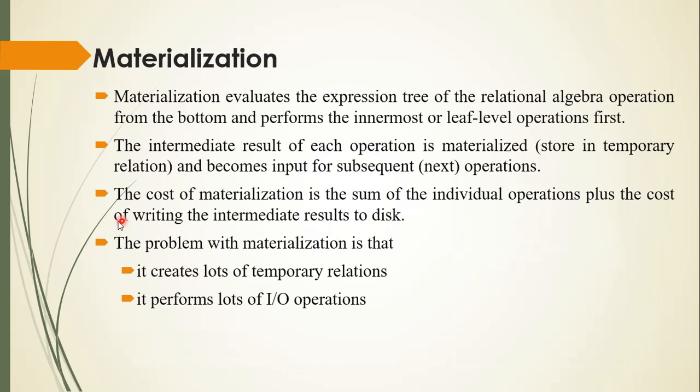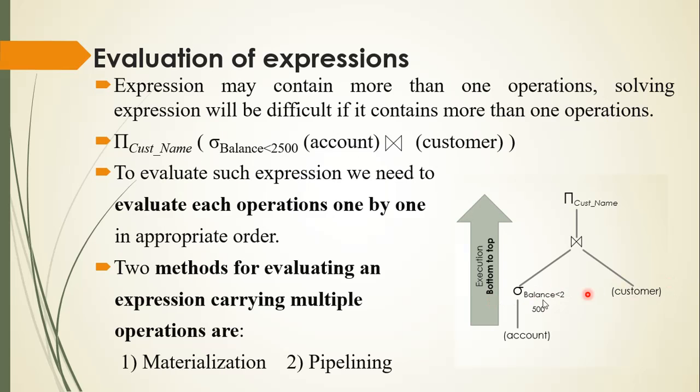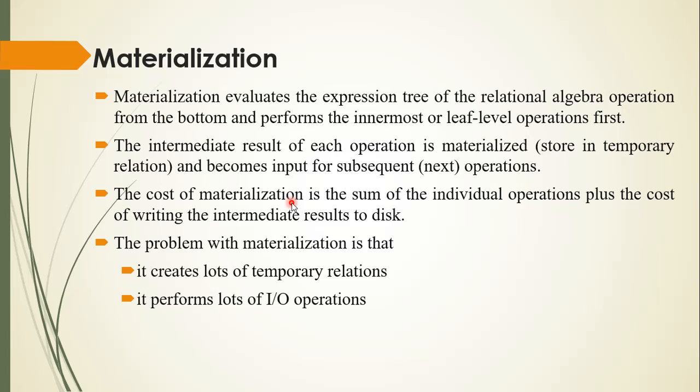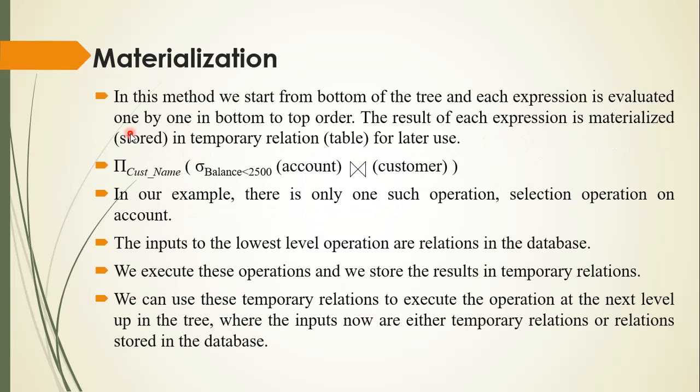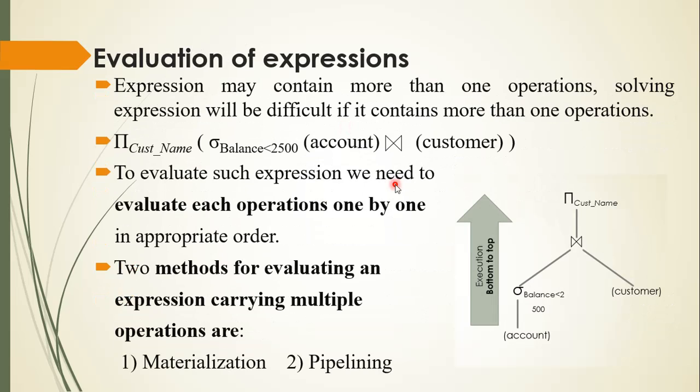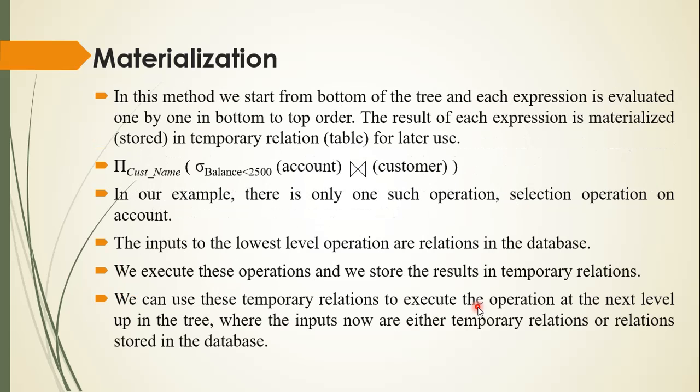The cost of materialization is the sum of individual operations plus the cost of writing the intermediate results to disk. Suppose here we have an intermediate result, this we will store in the temporary relations. The problem with materialization is that it creates lots of temporary relations and performs lots of input output operations. So these are the two problems with materialization. In this method we start from the bottom of the tree and each expression is evaluated one by one in bottom to top order, as I explained here. The result of each expression is materialized, stored in a temporary relation table for later use.